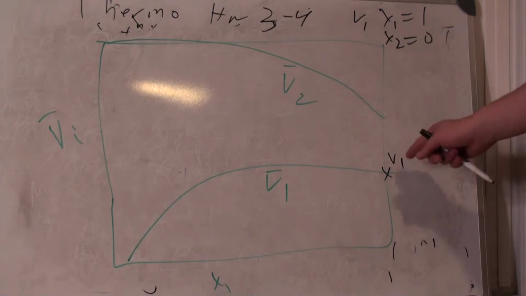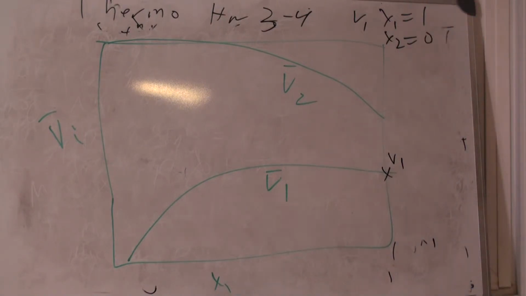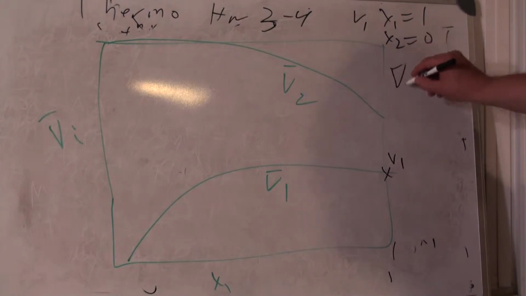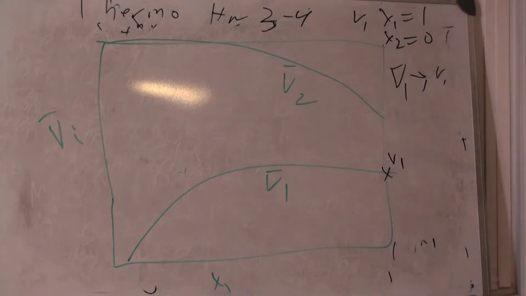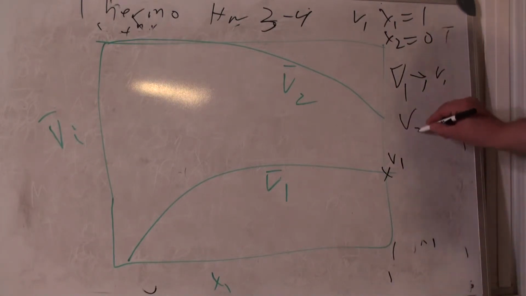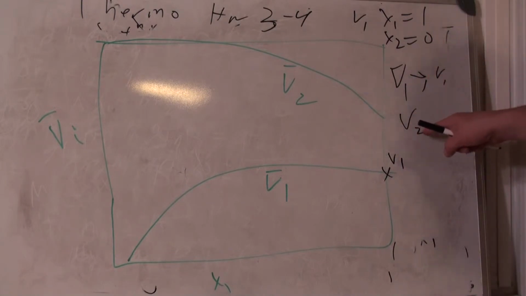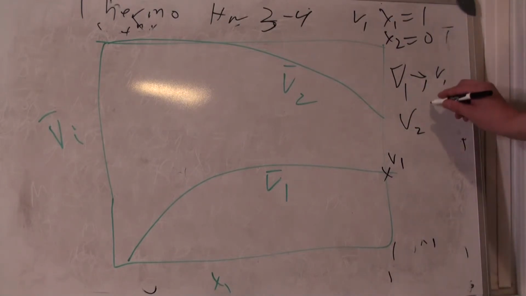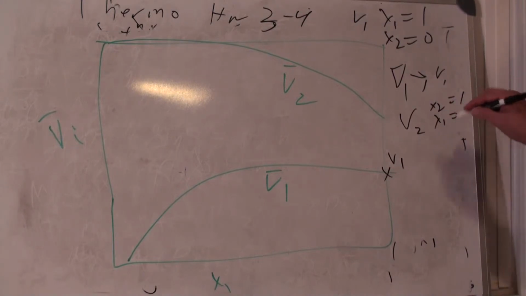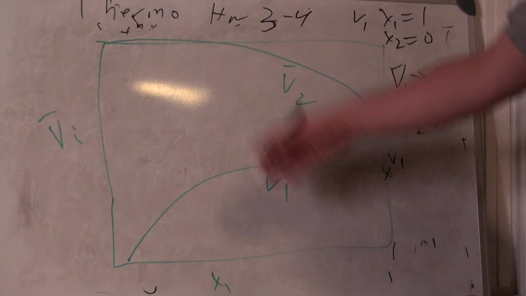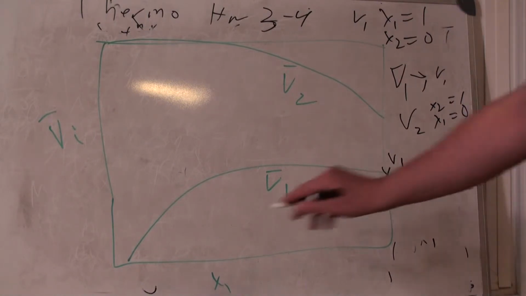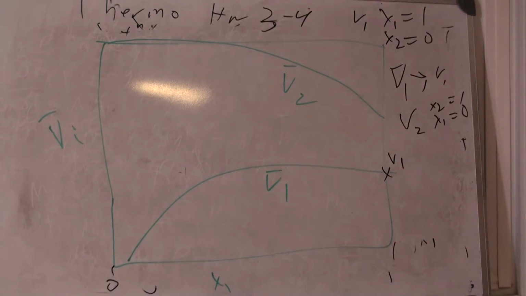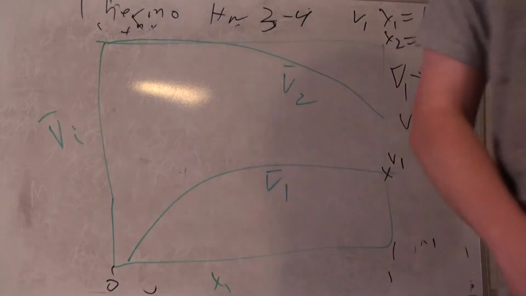Because remember, from the analytical ones, partial molar V1 goes to V1 when it's pure. What about V2? The volume of component 2 in a pure system. That's what it reads, which means that x2 is equal to 1, which means x1 is equal to 0. So on the graph, where's x1 equal to 0, or rather, x2 equal to 1? Over here.